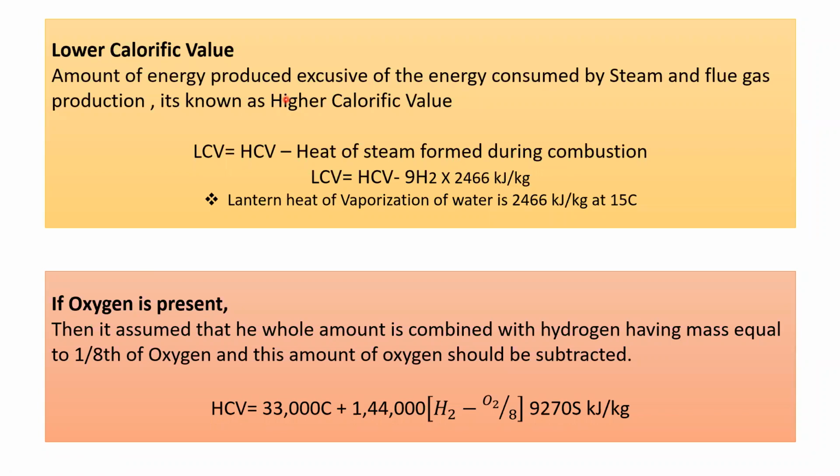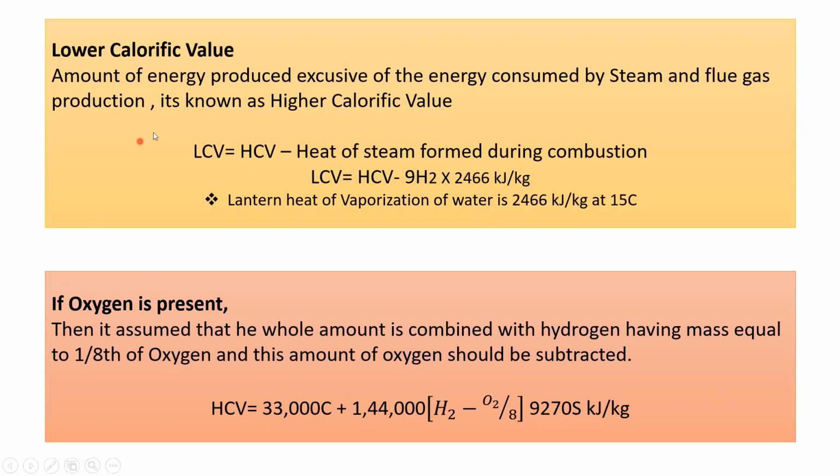If oxygen is present, then it's assumed the whole amount is consumed by the hydrogen, having mass equal to 1/8 of the oxygen, and this amount should be subtracted. This is how we usually get the higher calorific value. Just don't worry about this. You just need to know what the higher calorific value is, what the lower calorific value is, and how both are combined.